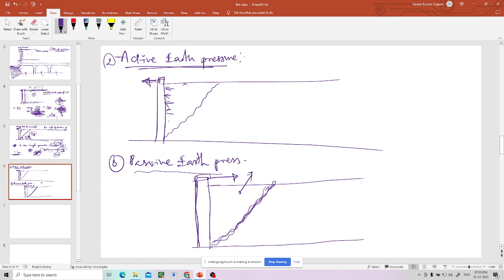So in passive earth pressure, this angle is 45 minus phi by 2. Okay, 45 minus phi by 2, this angle. So you can ask, when can this condition happen?